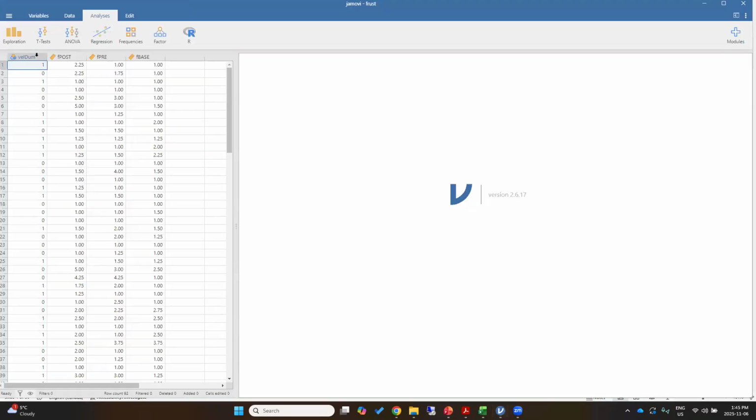And we have our velocity dummy condition. This is just which condition they're in, 0 or 1. And our 3 measurements of frustration, baseline, pre, and post.